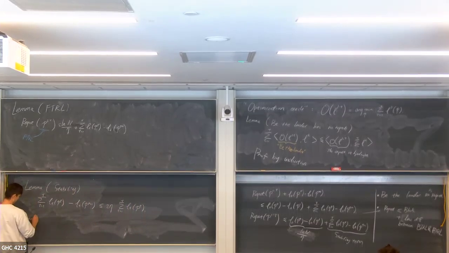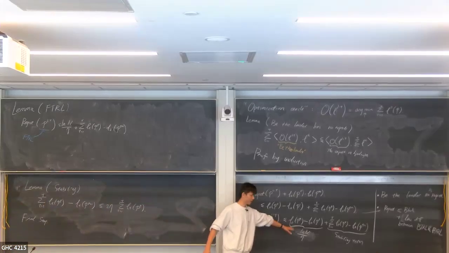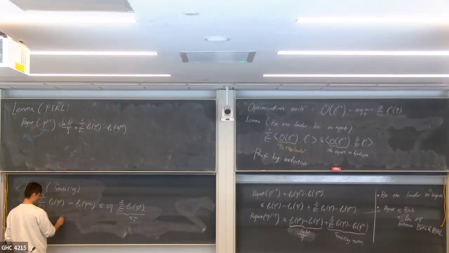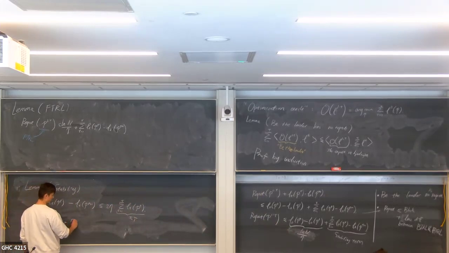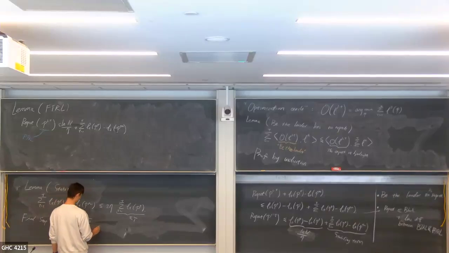The final step is really just summing the log n over eta term with this thing. The summation is no more than T. So if you set eta to be probably something like the square root of log n over T, then the regret bound follows.